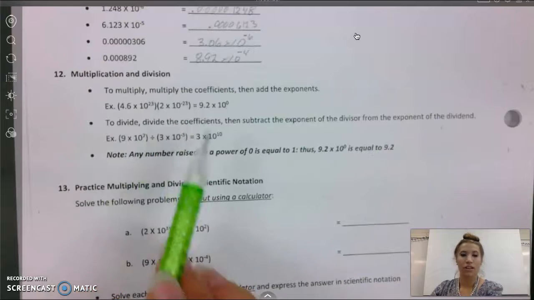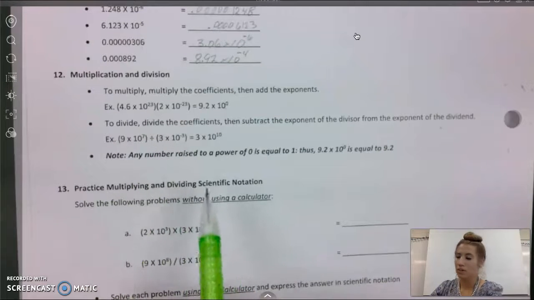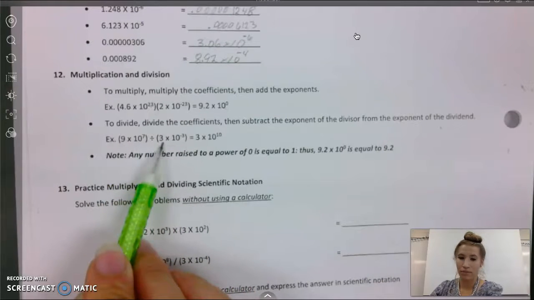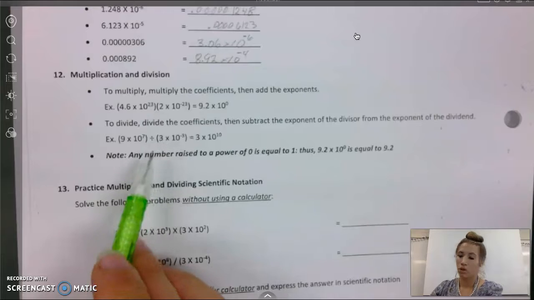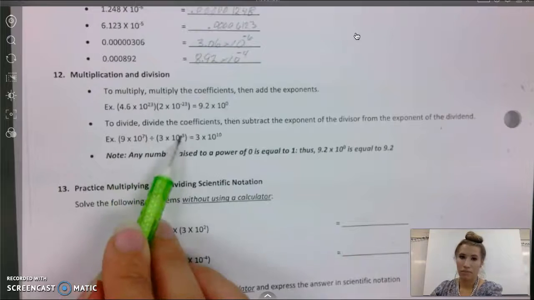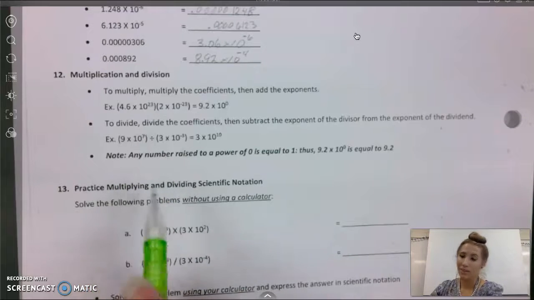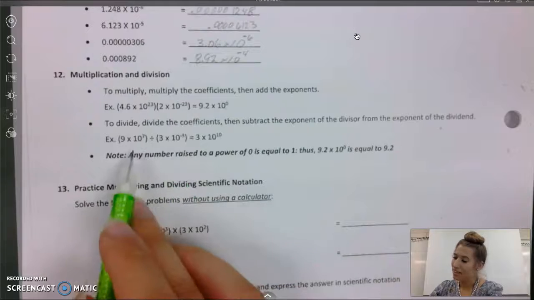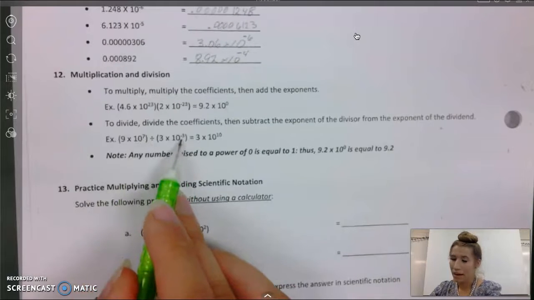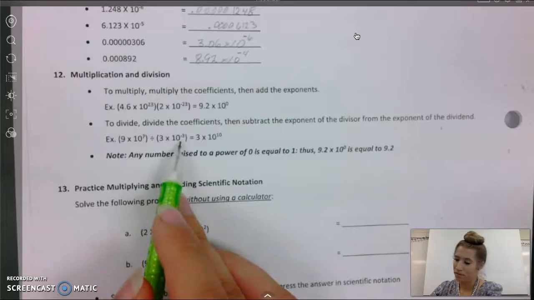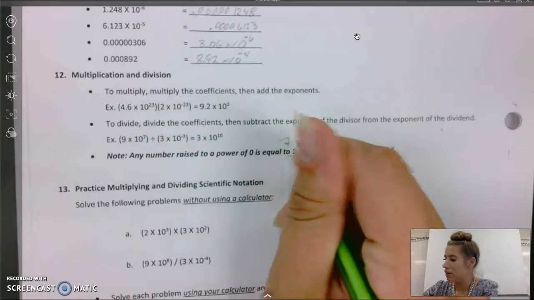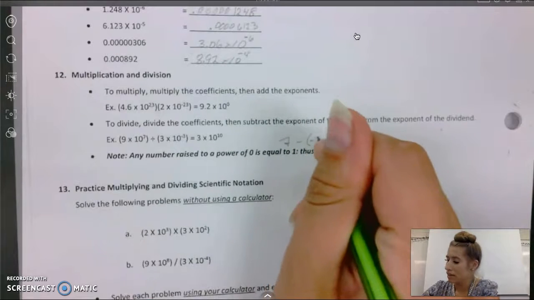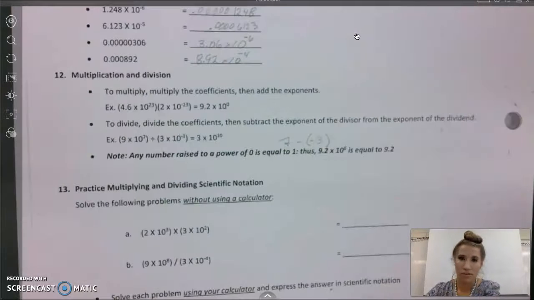Okay, so one more time, when we multiply numbers in scientific notation, we multiply the coefficients and we add the exponents. Now for division, what we do is we divide the coefficients and then we subtract the power. So 9 divided by 3 is 3, and then 7 minus the negative 3 is 10, right? 7 minus our negative 3, so those double negatives become a positive.